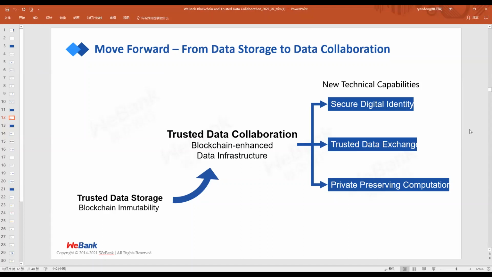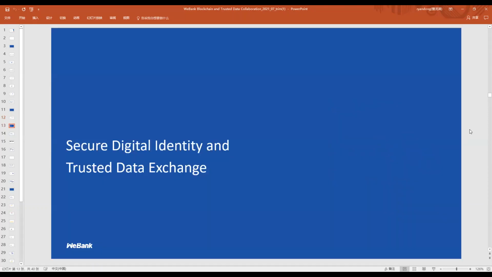But this is just the first step. What we think is more important and more valuable, a more impactful direction, is the next step: we want to use this as a base layer to facilitate trusted data collaboration. Essentially, we will have a more secure digital identity, and a more trusted way to exchange data. We also want to use data for computation, but in a privacy-preserving and friendly way. These are the new technology capabilities we are developing, and we're going to show you in this part. So let's move on.